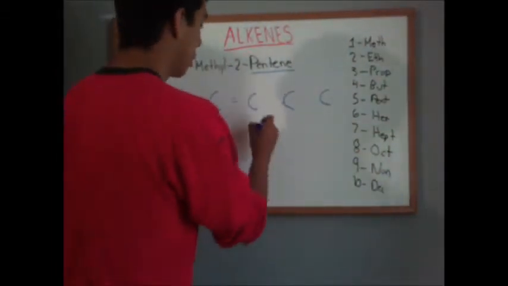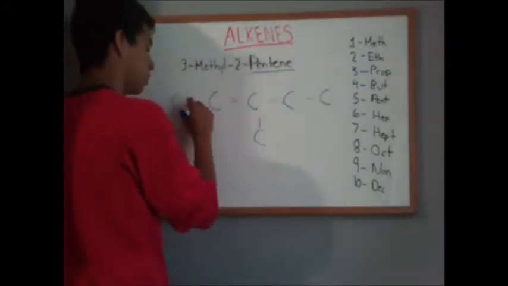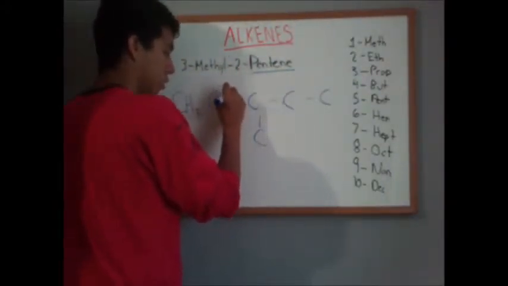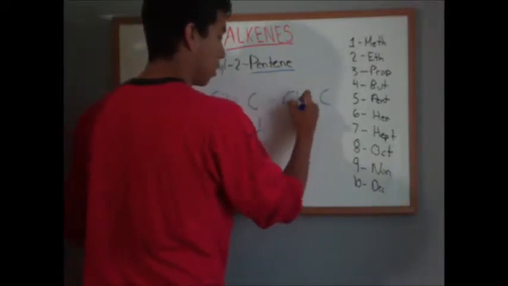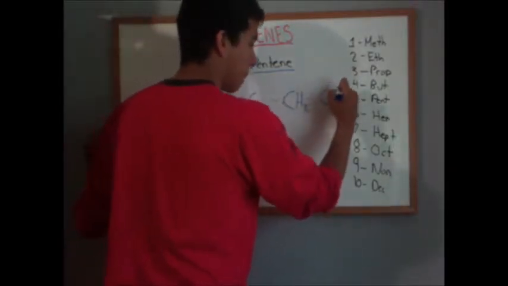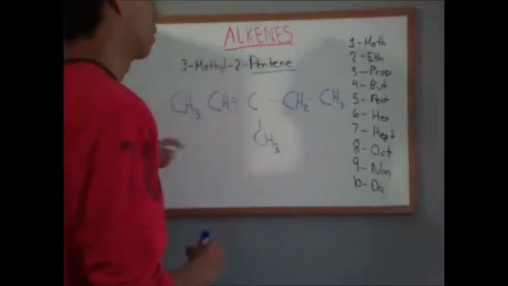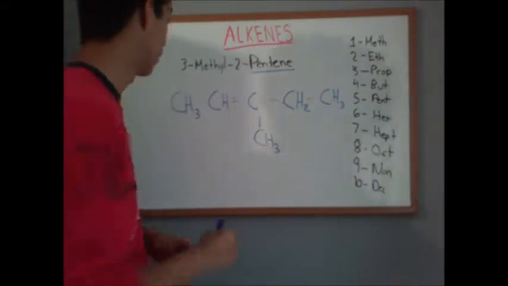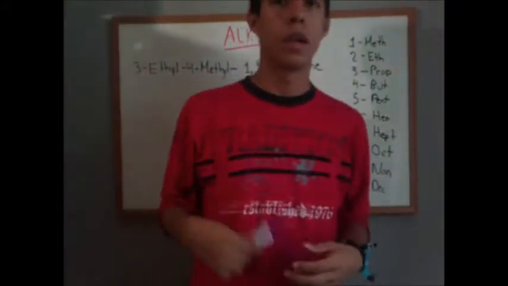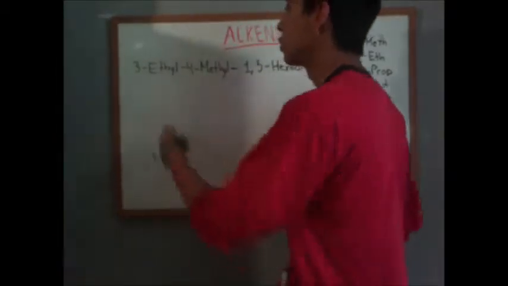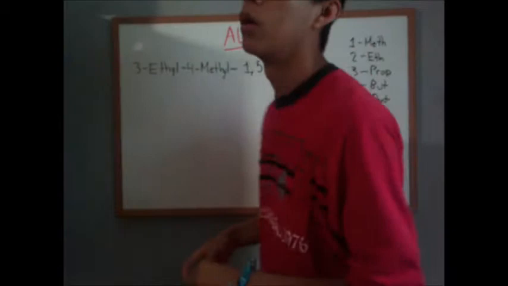Now we put the carbons, and that's our compound or alkene. Here we got another example that is 3-ethyl 4-methyl 1,5-hexadiene.